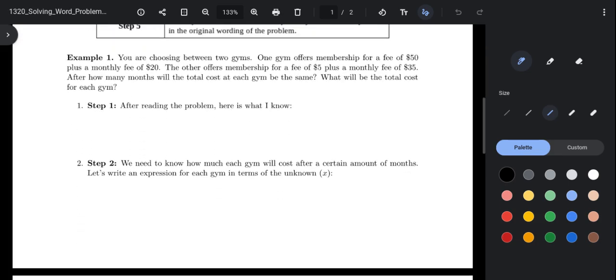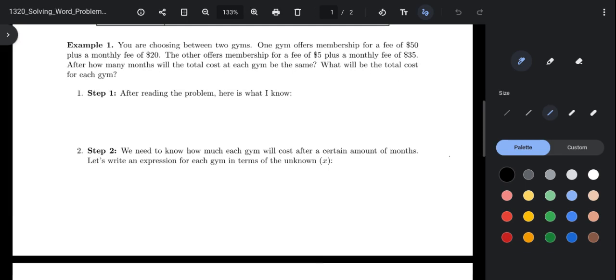So here we have our example. It says you are choosing between two gyms. One gym offers a membership fee of $50 plus a monthly fee of $20. And the other gym offers membership for a fee of $5 plus a monthly fee of $35. After how many months will the total cost at each gym be the same? What will be the total cost for each gym?